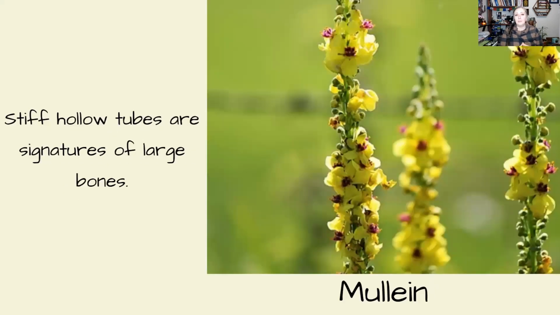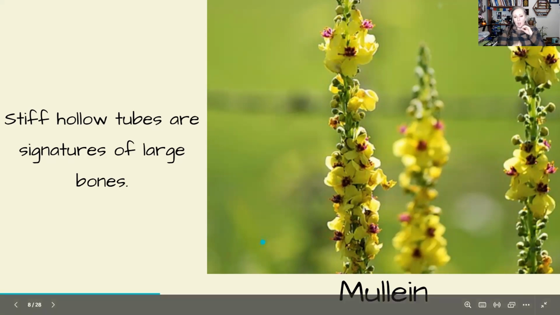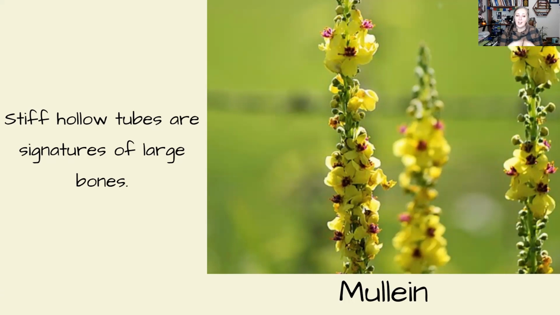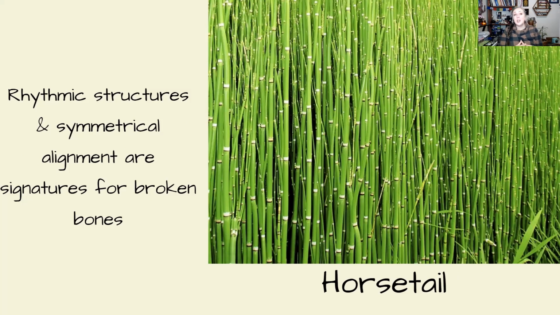So another example of a bone signature would be stiff hollow tubes. Those are signatures for long bones. Our long bones, what are they? They are stiff hollow tubes in the body. So plants that are spinal remedies actually look like the spine. They are generally elongated and rhythmically structured, as in our example, mullein. Right, so our next bone signature would be rhythmic structures and symmetrical alignment, which are signatures for broken bones, such as that found in horsetail.